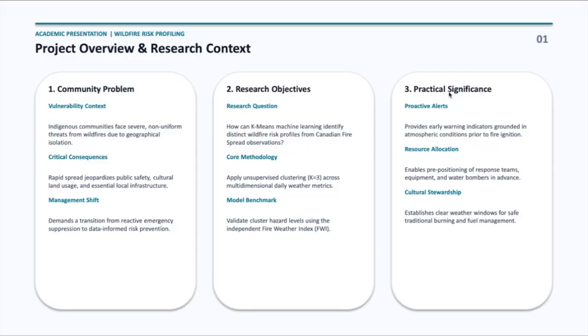The central research question asks, how can cluster analysis of environmental weather variables help identify distinct wildfire spread risk profiles to improve early warning and response strategies for vulnerable communities? The objective of this project is to model environmental conditions to predict high-risk fire spread scenarios. Proactive, data-driven insights allow communities to transition from reactive emergency response to predictive risk management, helping safeguard community lands, culture, and life.